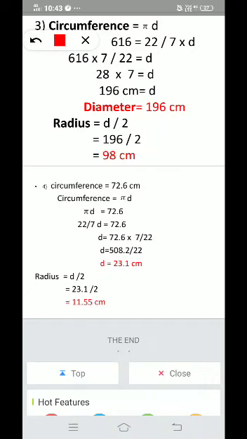Now you have the diameter, you have to find out the radius. Already I told you that radius is half of the diameter. Means you have to divide 23.1 by 2. You will get the answer 11.55 centimeter. Okay, that is about today's video, the circumference of a circle concept. In this, if they give you radius or diameter, you can find out the circumference or vice versa.